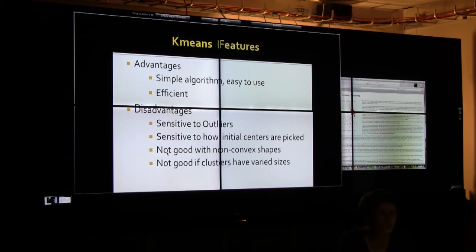And it's not good if clusters have varied sizes. If you have this huge cluster over here and then a smaller cluster, why do you think that matters for this algorithm? Because it optimizes the global distance from each point. Right, it uses averages, and the averages are going to be impacted by the bigger cluster, right?